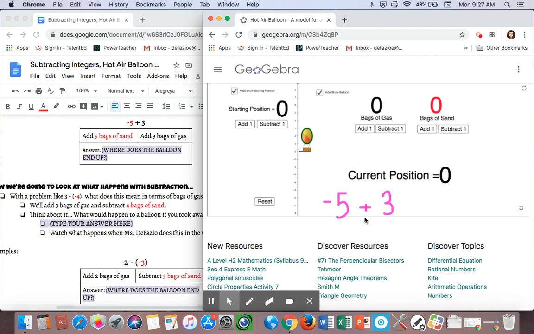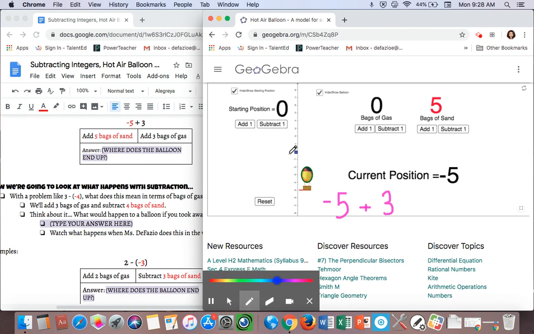Now, -5 plus 3. I have to think again, what do my negative numbers represent? I have it over here. -5, remember, negative numbers are my bags of sand. So if I have -5, I have 1, 2, 3, 4, 5 bags of sand. That's my -5. We can think of this red 5 as negative. And then I'm adding 3. So I added 5 bags of sand and brought my balloon down to -5.